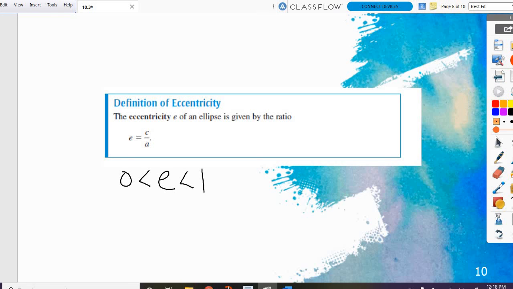The closer that we get to 0, the more like a circle it is. The closer that our eccentricity is to 1, the more not like a circle it is. Okay? So let's take this a little bit into our science classes.